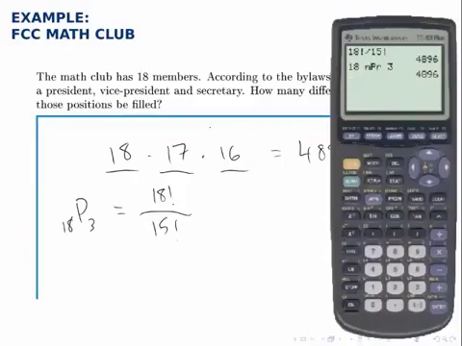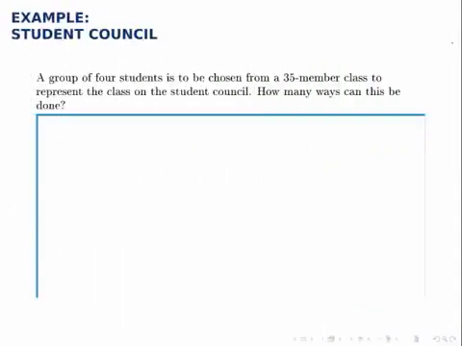So again, multiple ways to do this problem, but the fundamental counting principle is probably the simplest to understand. A group of 4 students is to be chosen from a 35-member class to represent this class on the student council. How many ways can this be done? Since there's no mention of order, no mention of position within this committee, we're just selecting 4 students and want to know how many ways can we select them, this is a combinations problem.